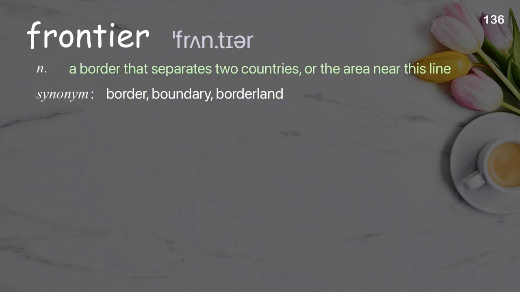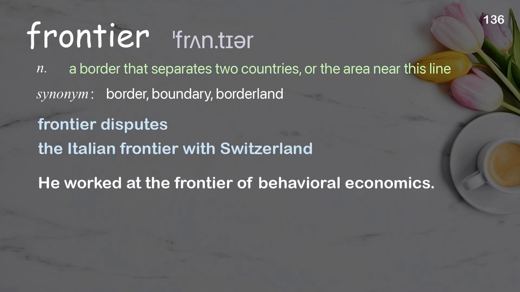Frontier. A border that separates two countries, or the area near this line. Examples: frontier disputes. The Italian frontier was Switzerland. He worked at the frontier of behavioral economics.